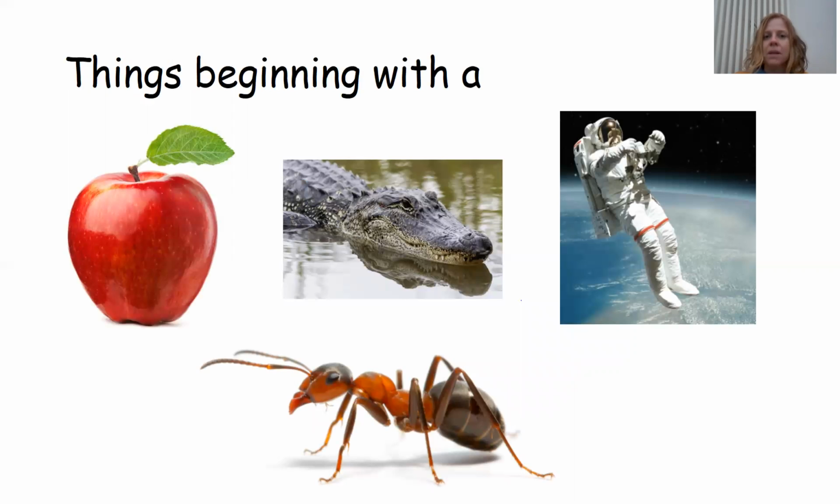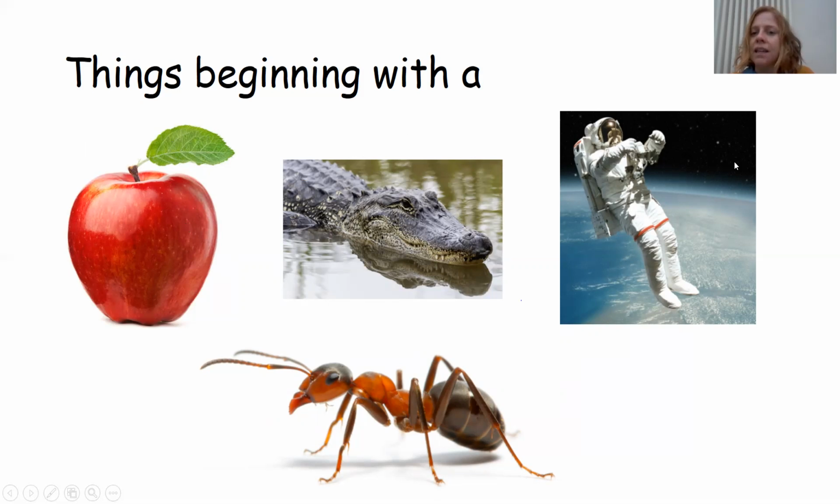Here are some things beginning with the sound ah. I bet everybody knows this first one. Say it with me. Apple. What about this middle one? Are you saying crocodile? Crocodile doesn't begin with an a. It's an alligator. Alligator.